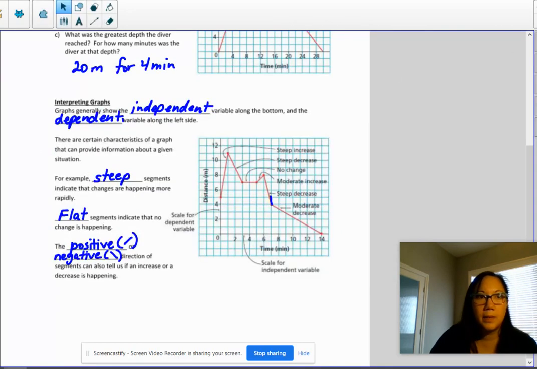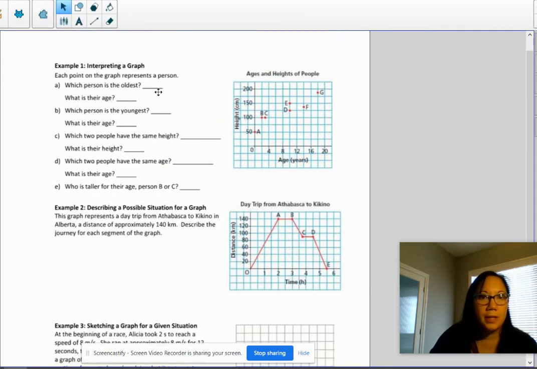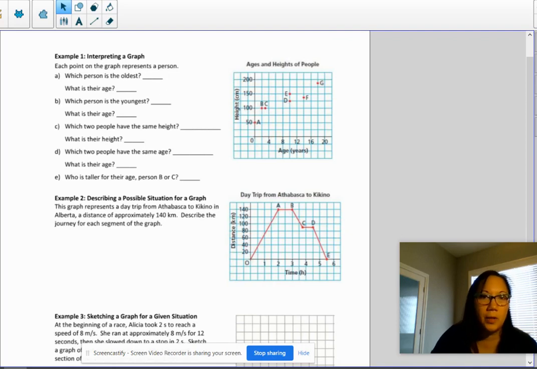Okay, let's go to the next page. Example 1, interpreting a graph. Each point on the graph represents a person. Which person is the oldest? Here we have ages along the x-axis, and heights along the y-axis. So which person is the oldest?